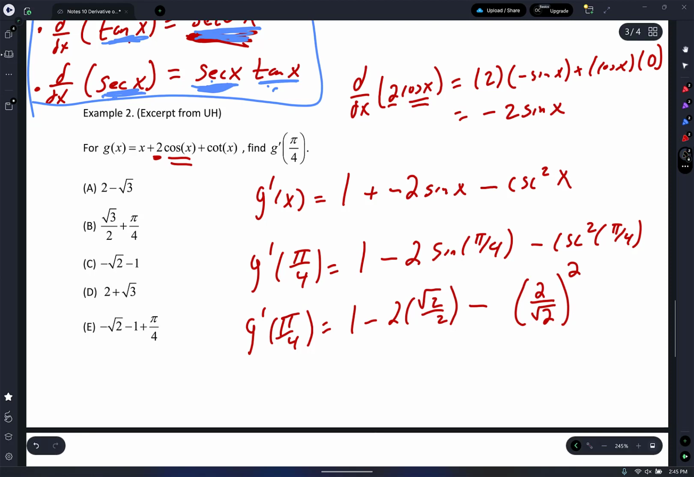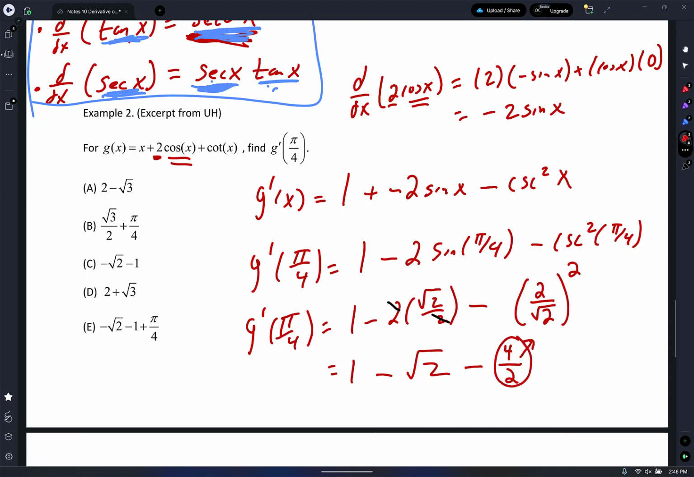All you're doing is analyzing. These 2's cancel out. And then here's what you get. 1 minus square root of 2, that's this guy, minus, when I square the 2, 2 squared is 4, and square root of 2 is 2. Is everyone okay with that? 4 over 2 is the same thing as 2. So what's 1 minus 2? Negative 1. So here we go. Negative square root of 2 minus 1. Is that answer in here?